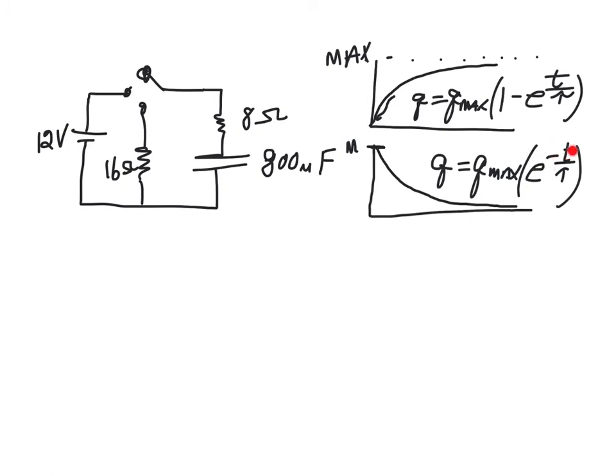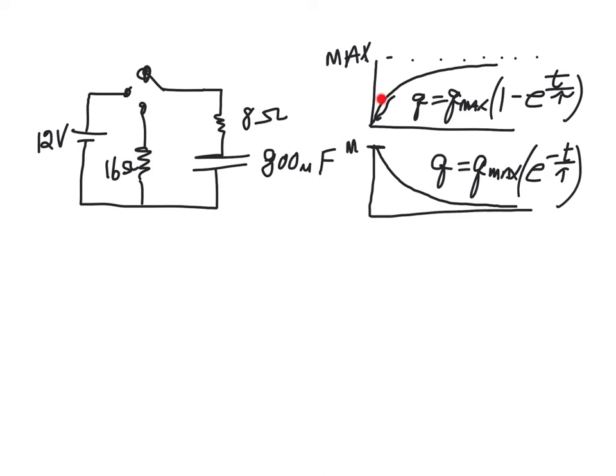The e to the minus t over tau is always going to start at 1 because e to the minus 0, e to the 0 is 1, and as this number gets bigger and bigger, this goes towards 0. So this is going to start at 1 and decay to 0. This is going to start at 1, but since we have 1 minus, it's going to start at 0 and charge as this goes to 0 to the maximum value.